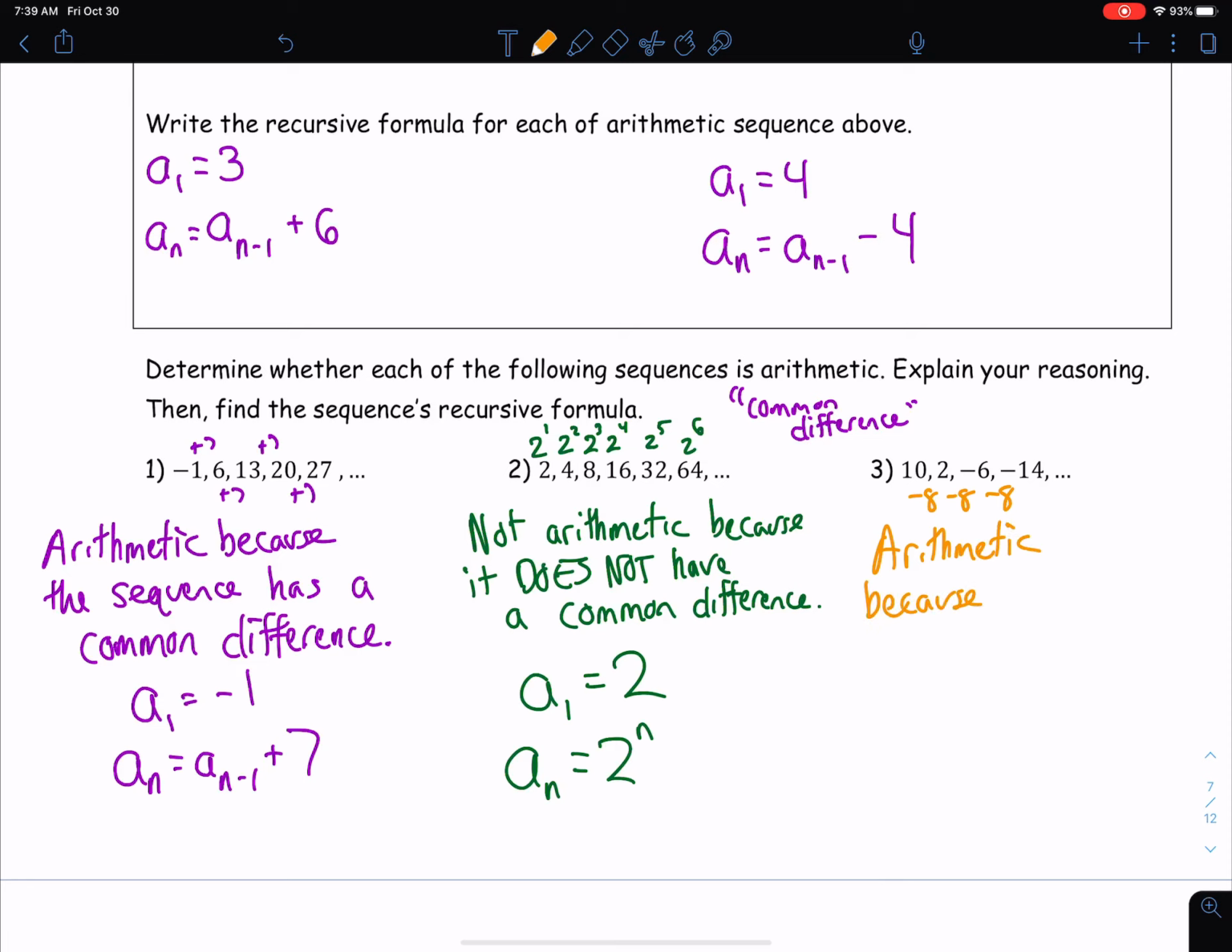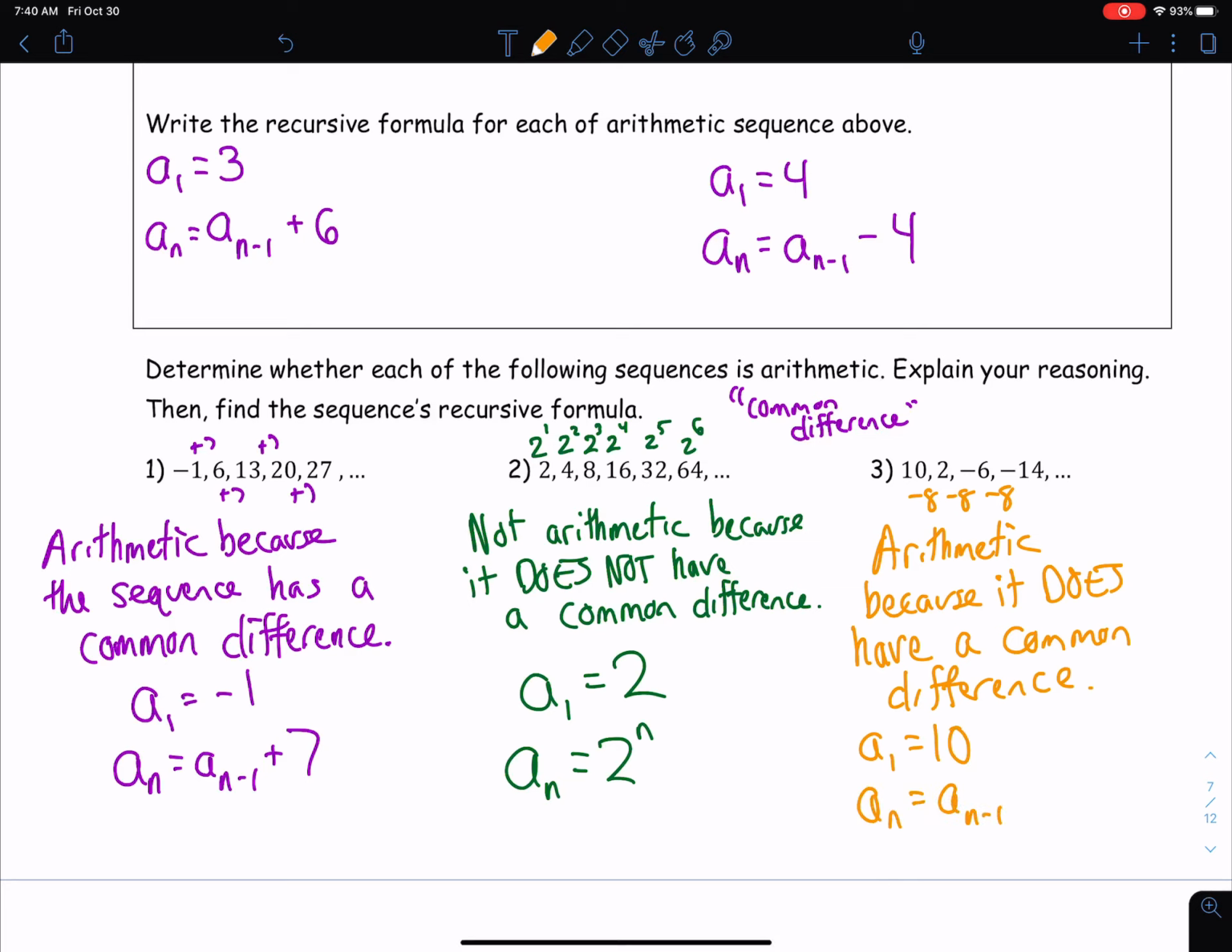Because it does have a common difference. And our recursive formula for this is a of 1. The first term is equal to 10. And then we're just taking the nth term, and to find the nth term, we take the previous term and subtract 8 each time.